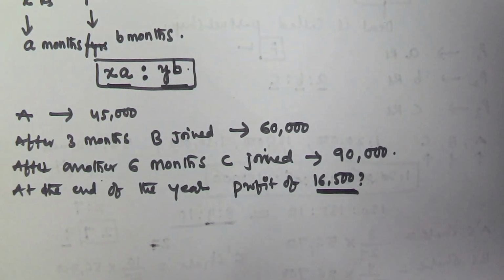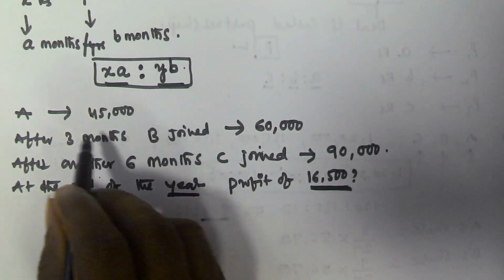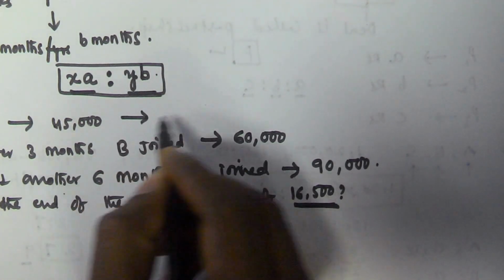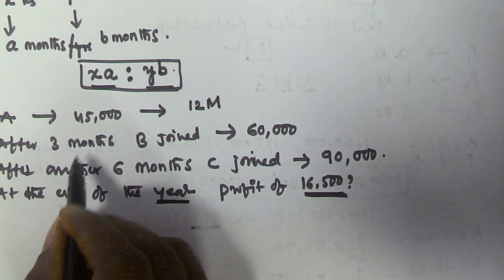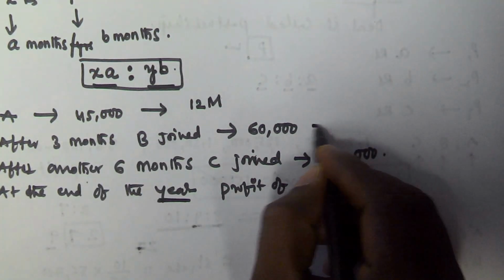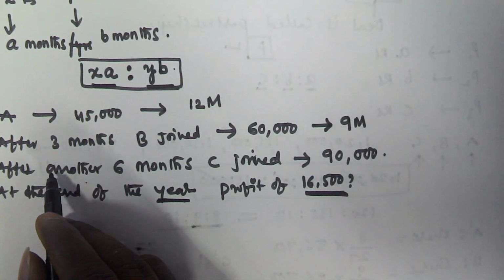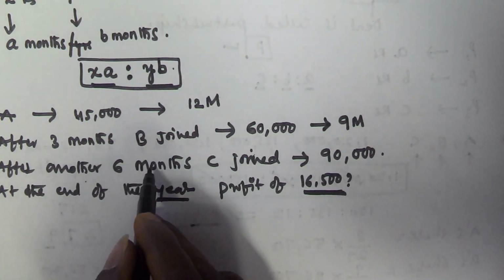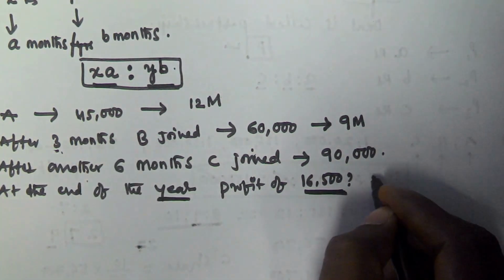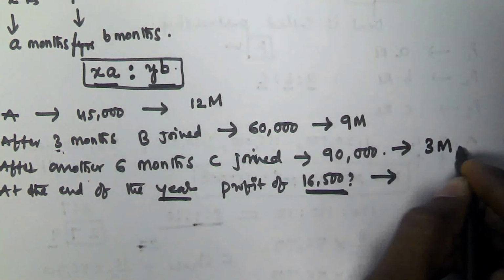At the end of the year means they invested during the span of 1 year. A started the business, so he invested for 12 months. After 3 months B joined, so 3 months is over and the remaining months are 9. So B invested for 9 months. After another 6 months, that is after 9 months, C joined. So C invested for 3 months.